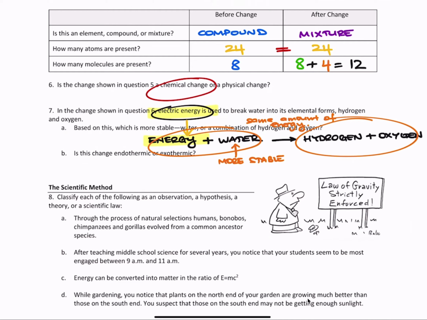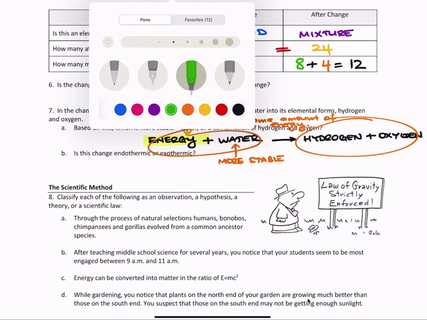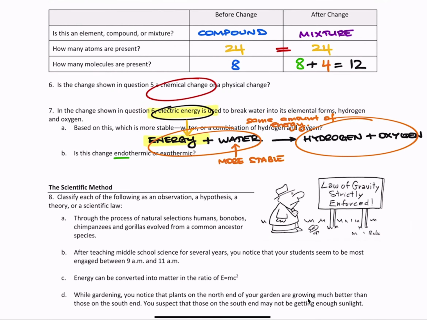Then you're asked to determine if this change is endothermic or exothermic. Well, remember this term: endothermic means that the energy comes in, exothermic, the energy goes out. In this case, we have to apply the energy to the water. So we need to add more energy. So the energy comes in, it's an input of energy before, therefore this change is endothermic.